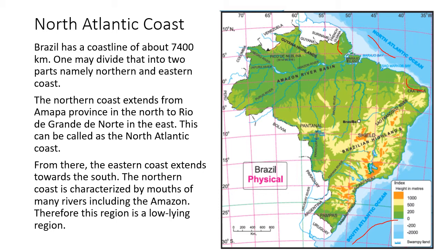You can see here. Children, the northern coast is characterized by mouths of rivers. That simply means a number of rivers empty their waters in this coast. Like see, Amazon River, apart from that, the tributaries of Amazon. These all rivers empty their waters in the North Atlantic coast.